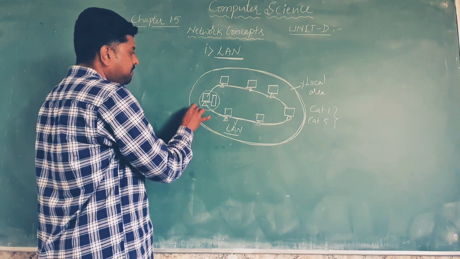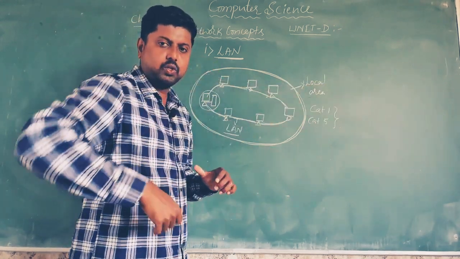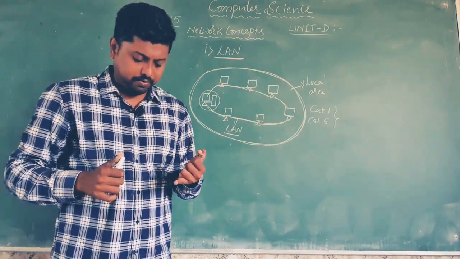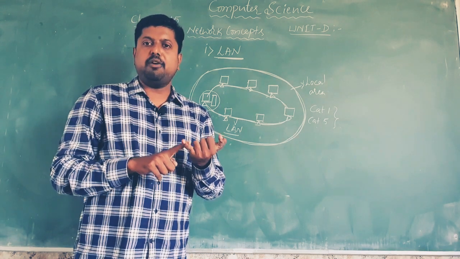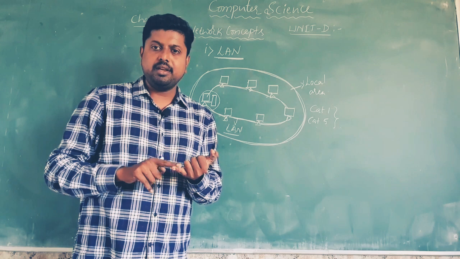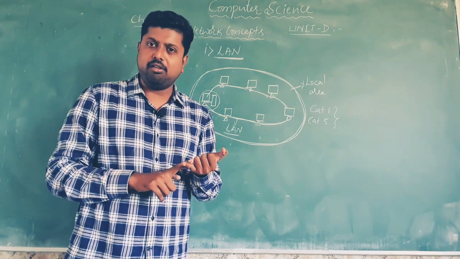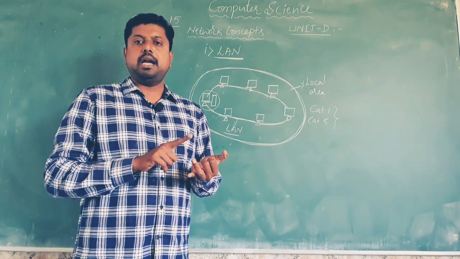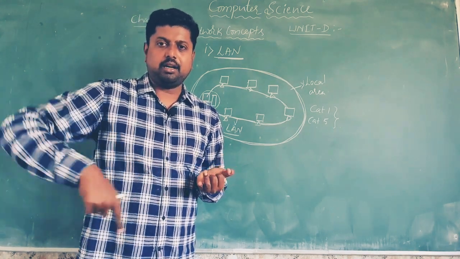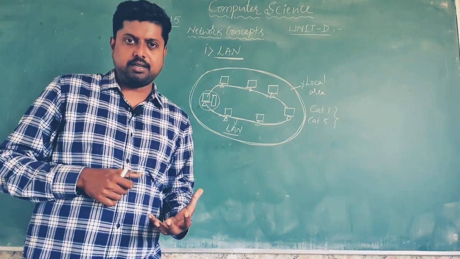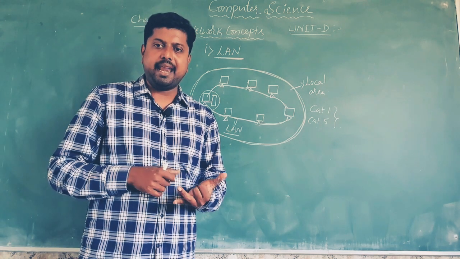The range is very small, a local area. Many examples can be given for a local area network. In our school, the laboratories where we connect computers in a network is what we call a LAN. And in a government office or any other office, a series of computers are connected, so that is also called a LAN network.